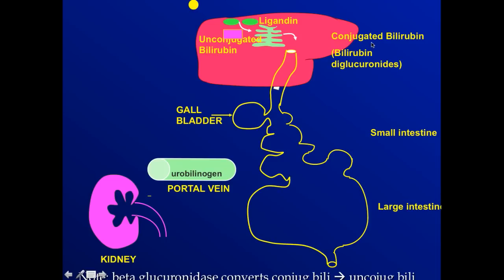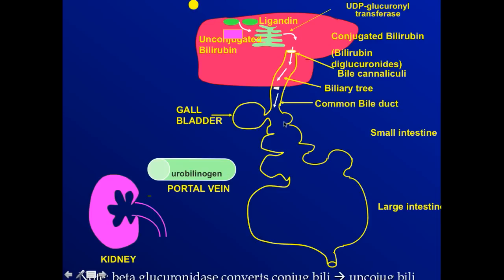You remember the anatomy of the hepatocytes? I showed the canaliculi. This is where the conjugated bilirubin goes into the canaliculi between the hepatocytes, into the biliary tree, and then to the main bile duct, so that it will go to the gallbladder. Some of it will be stored, but the majority of it will go into the duodenum, into the small intestine.